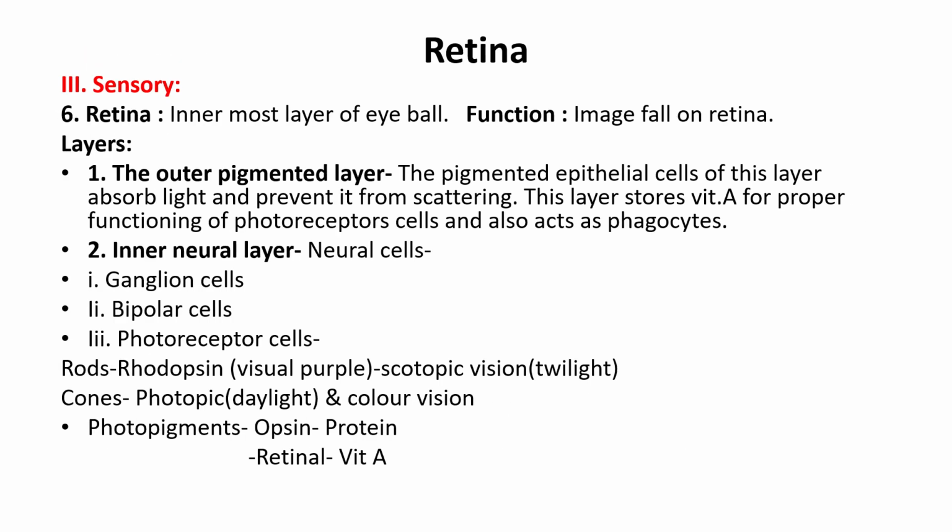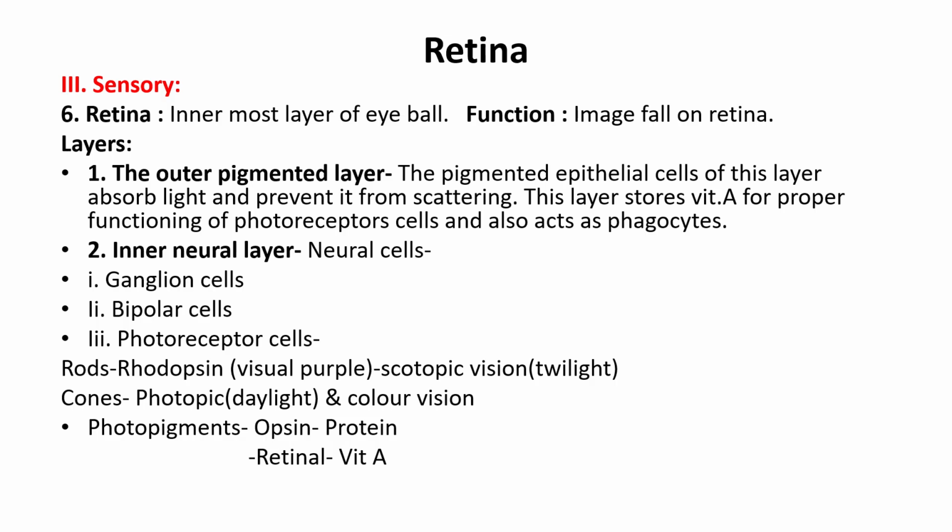The third, sensory layer is called the retina. It is the innermost layer of the eyeball, and its function is that the image falls on the retina. The retina contains two layers, the outer pigmented layer and the inner neural layer. The outer pigmented layer consists of epithelial cells which absorb light and prevent it from scattering. This layer stores vitamin A for proper functioning of photoreceptor cells and also acts as phagocytes.